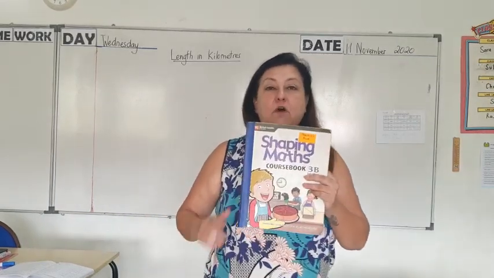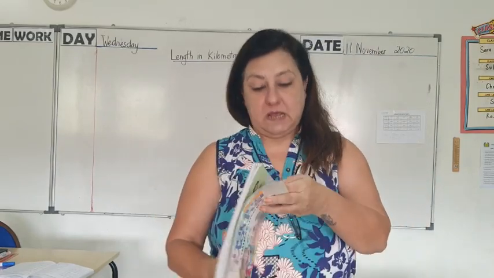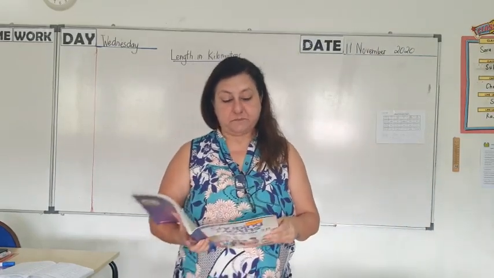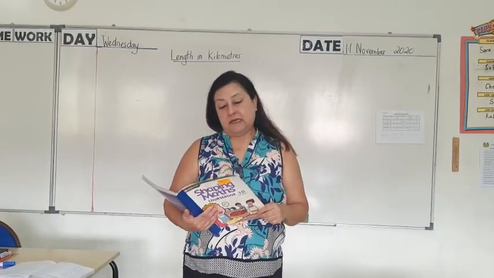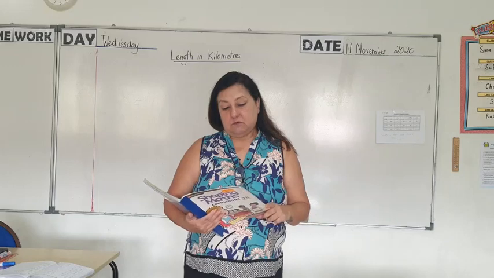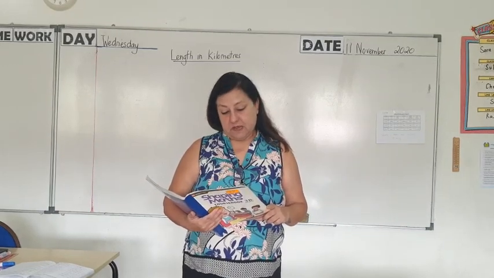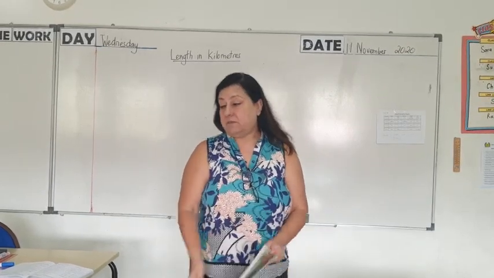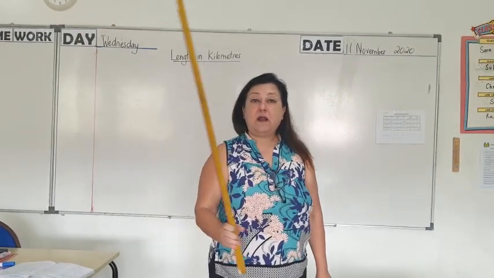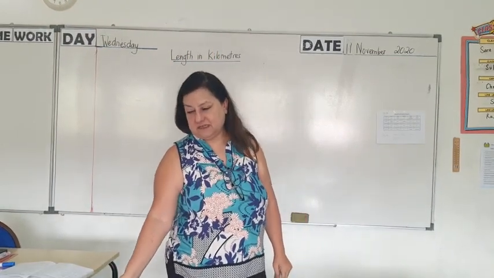Okay, so your 3B course book, page 8, length in kilometers. Bala and David were playing on a football field. Now look at the football field. It is 100 meters. 100 meters means 100 rulers of this length. That's what 100 meters is.